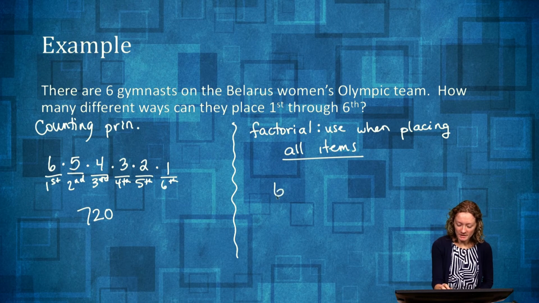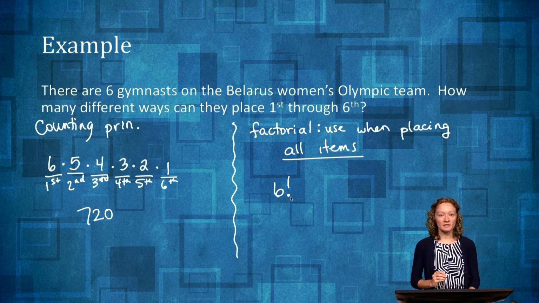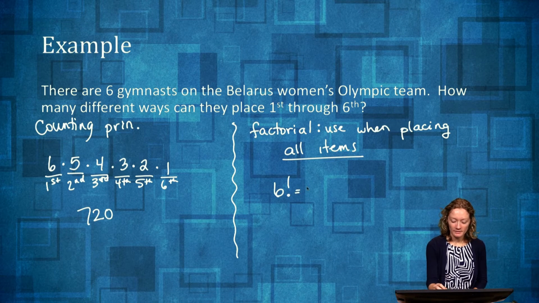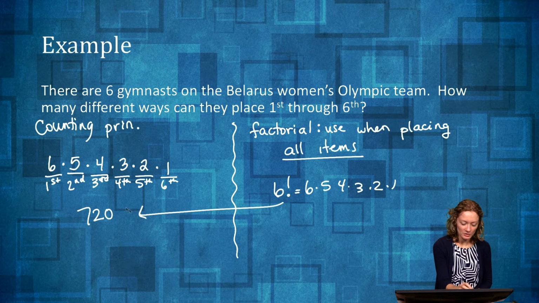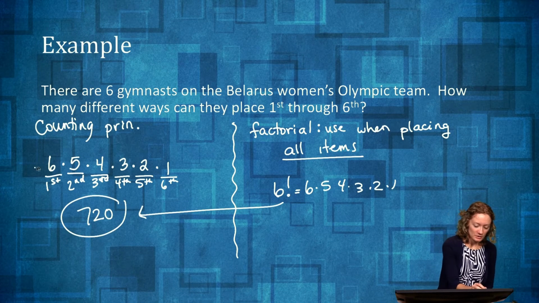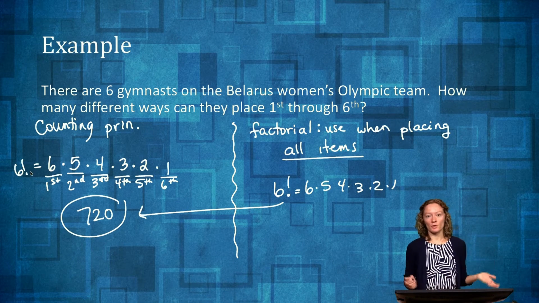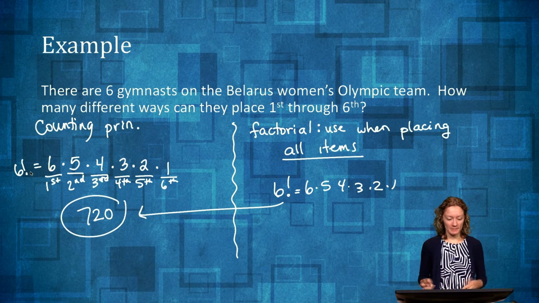And the factorial says we take our total number, 6 factorial: 6 times 5 times 4 times 3 times 2 times 1, and we get the same thing, 720. So ultimately, using the counting principle, we were doing the factorial. So essentially, they become the same thing.